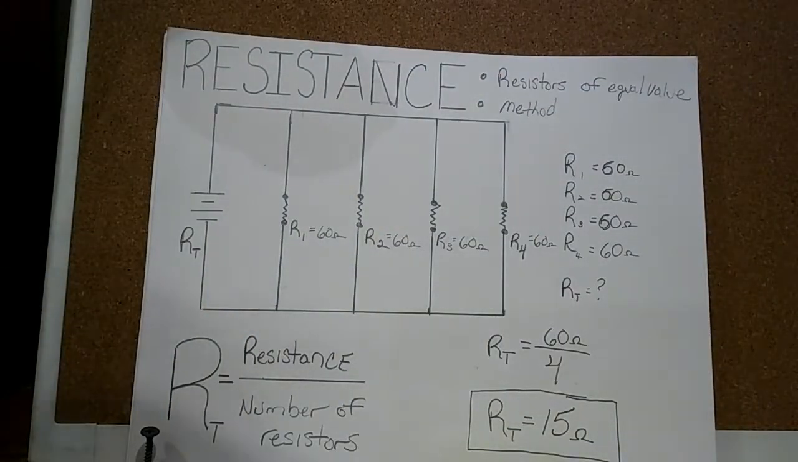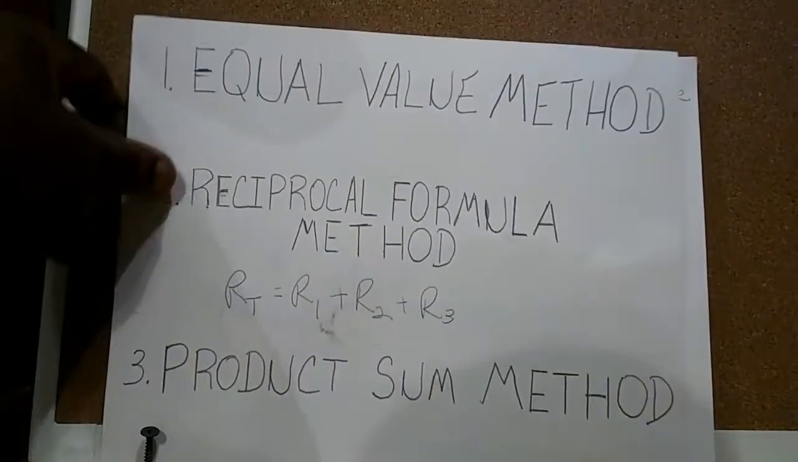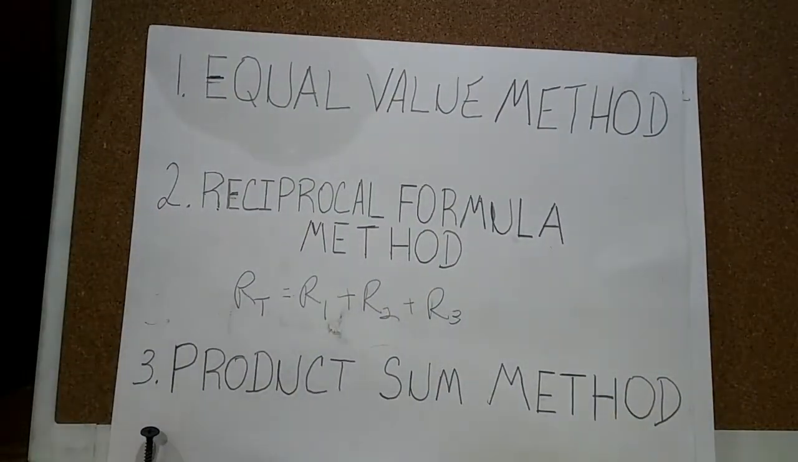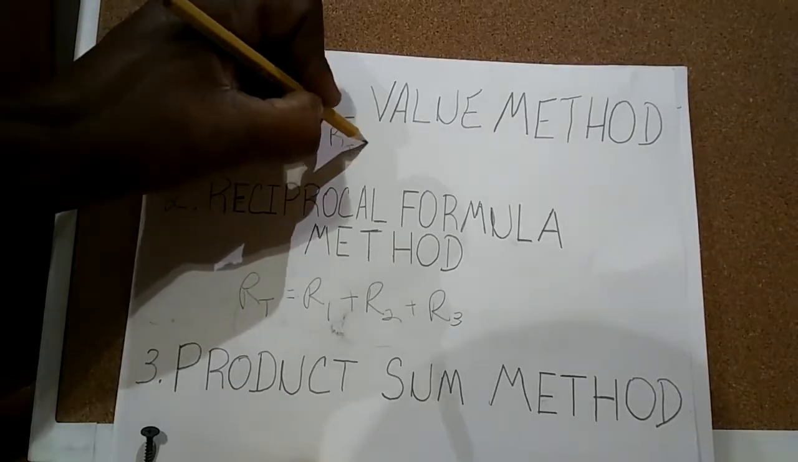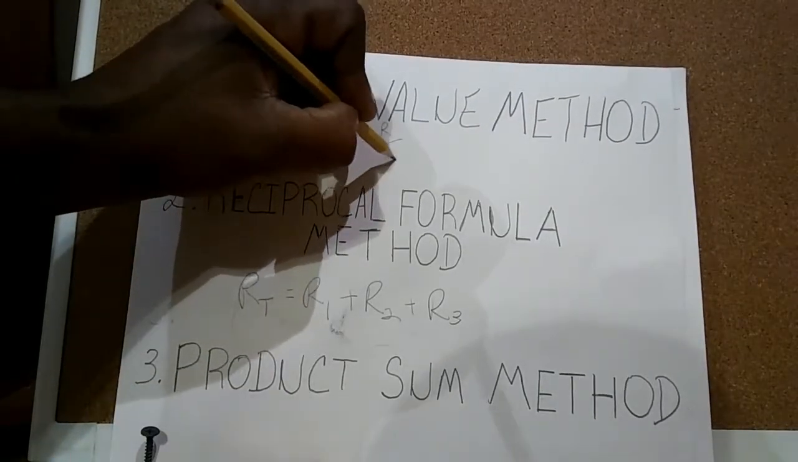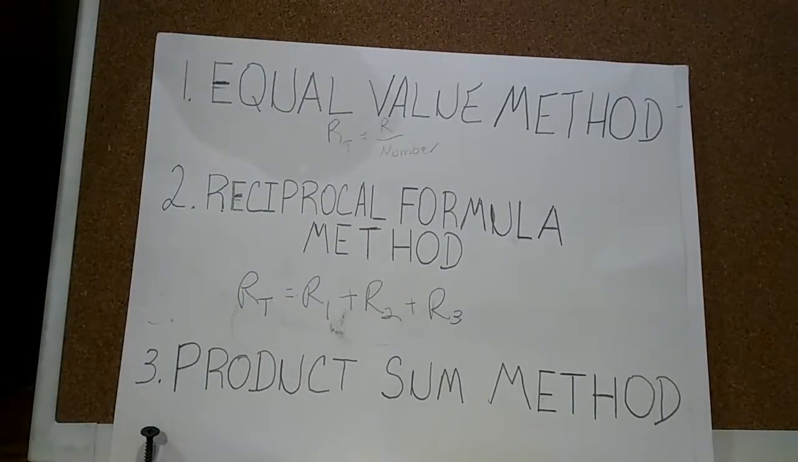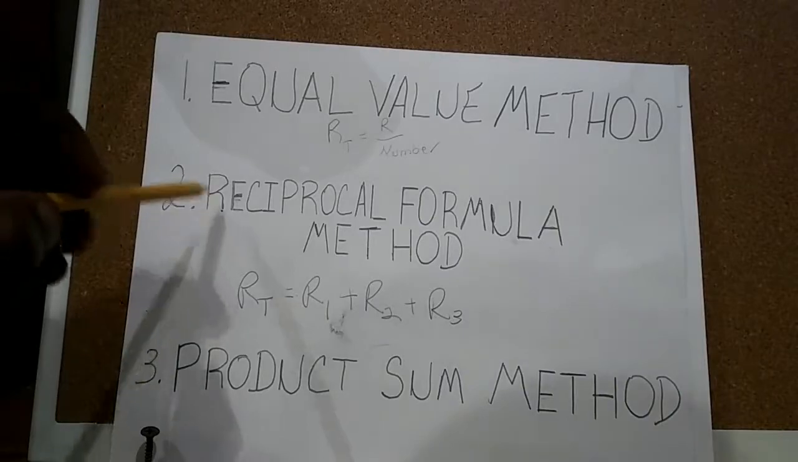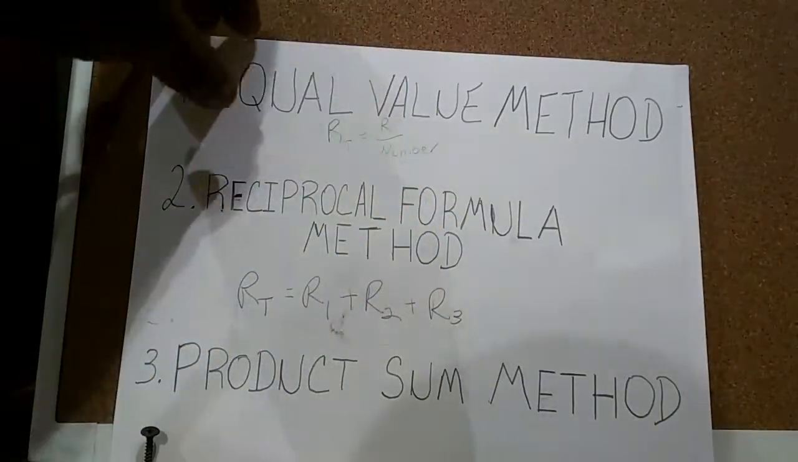Okay, this is where it gets tricky. There are 3 different ways to find the resistance in a parallel circuit. One is called the equal value method. It looks like this. R total equals the resistance over the number of resistors, if you can see that. Okay, the other two are the reciprocal and also the product sum.